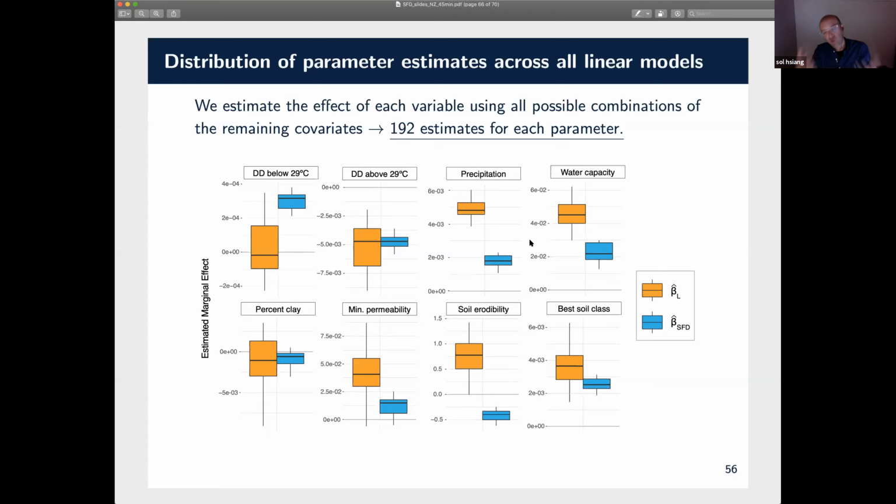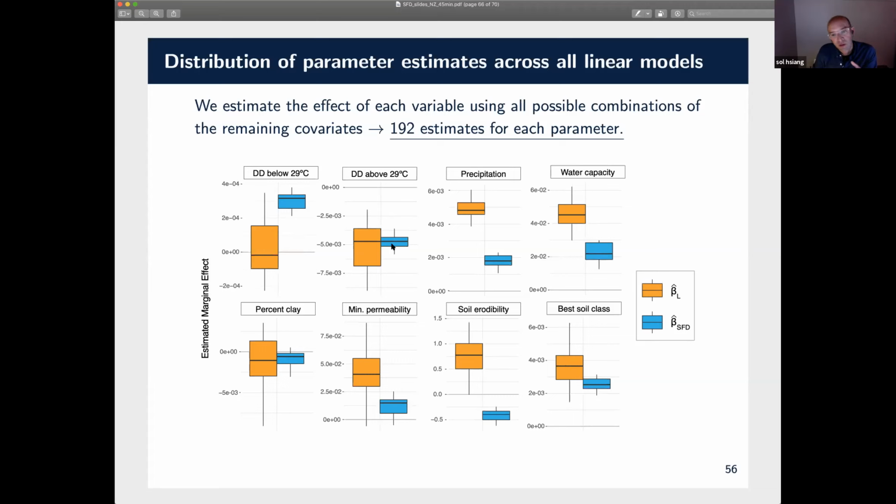And then what we do is we re-estimate our parameters using the traditional levels cross-sectional estimate, as well as the spatial first difference estimate. And what I'm showing you here are the distribution of coefficients that are estimated in those 2 different regimes using the full suite of 192 different regression models. So if you focus here, degree days above 29C, this is the effective hot days, for example. What you see in the levels model, which is the orange bars, is a huge amount of variability in your estimates. Depending on what control variables you put in the model or take out, you get different answers.